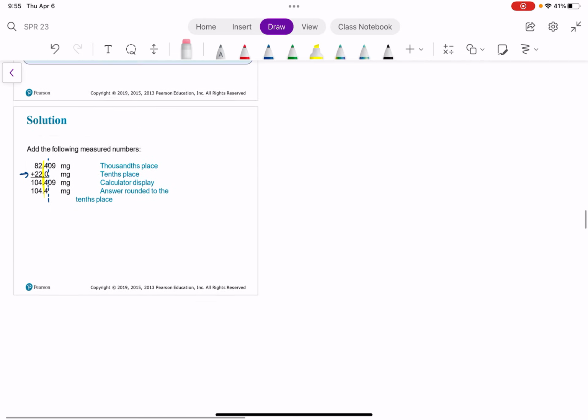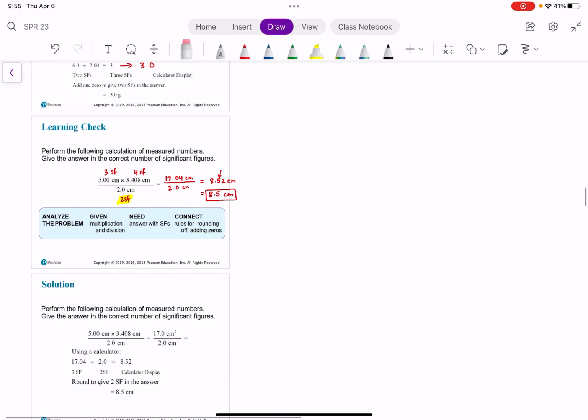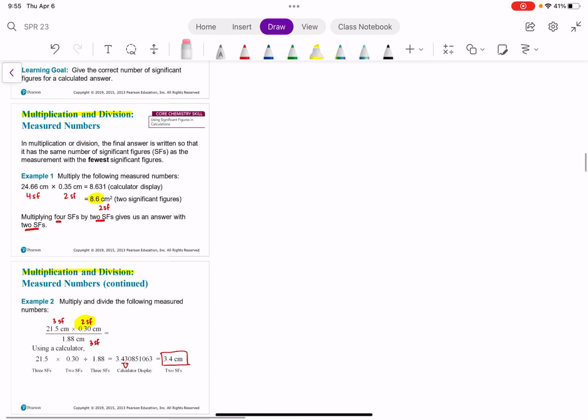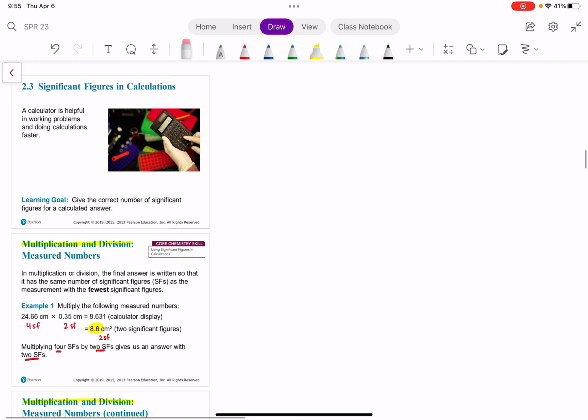Okay, so that's for adding and subtracting, and then we also did multiplying and dividing. We will have multi-step calculations where we multiply and divide and add and subtract, but we'll save those for the future. So I'll see you then, and have a great rest of your day.